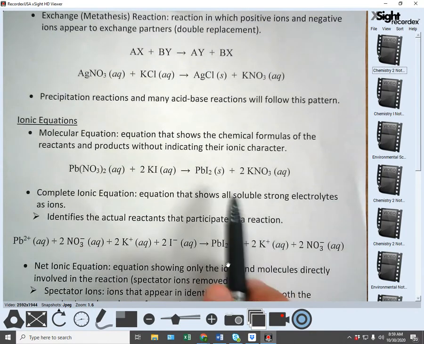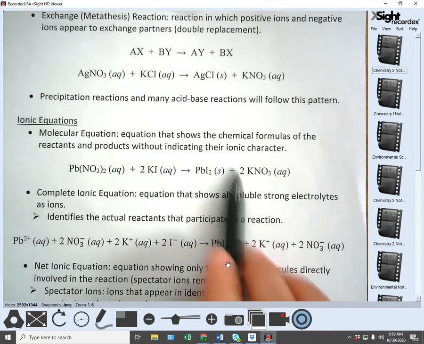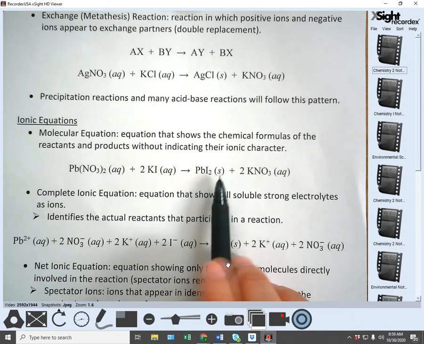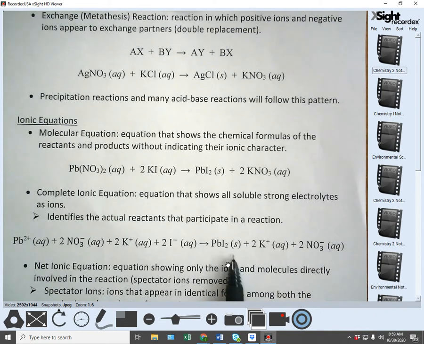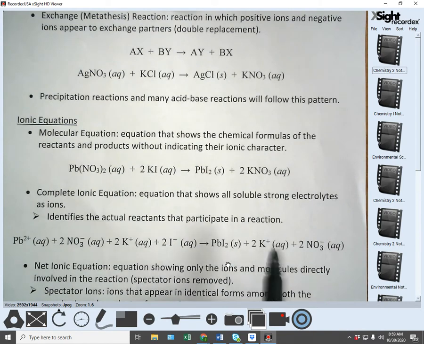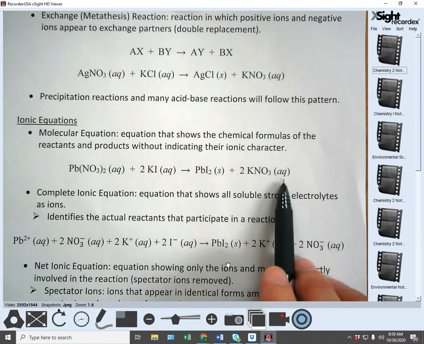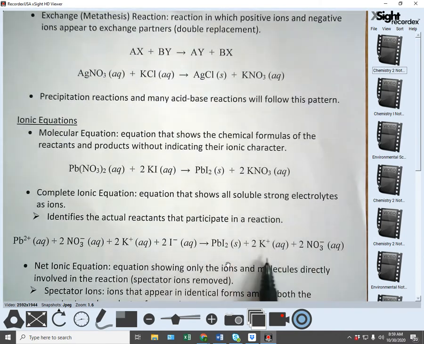Okay. Then on the right side, if you look here, PbI2 is a solid, it's not aqueous. So if you look down here in the complete ionic equation, it is still together. You don't separate that out because it's a solid. You only ionize things that are aqueous. So KNO3 is aqueous, so we split that into the ions.